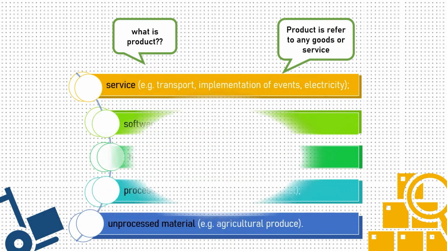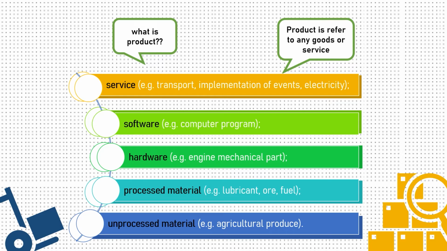What is a product? Product refers to any goods or services. Examples of services are transport and electricity. Next is software, for example a computer program. An example of hardware is an engine mechanical part. Other than that, processed material is for example fuel, and lastly an example of unprocessed material is agricultural produce.